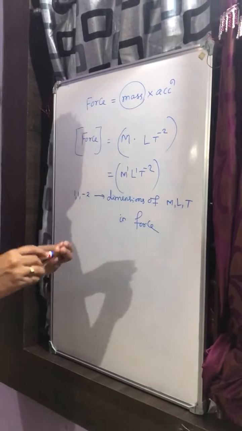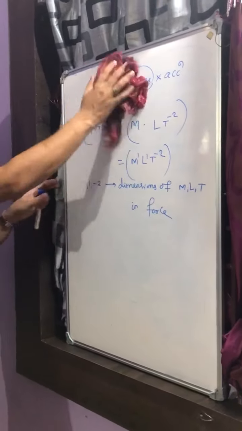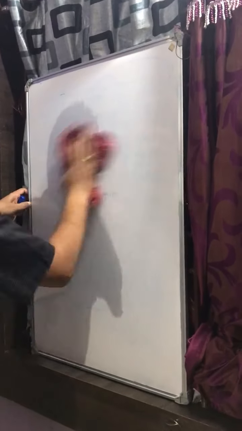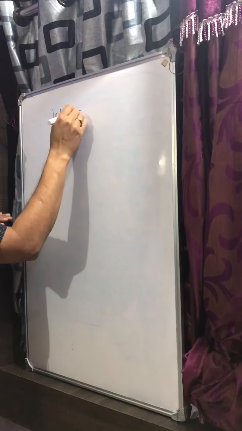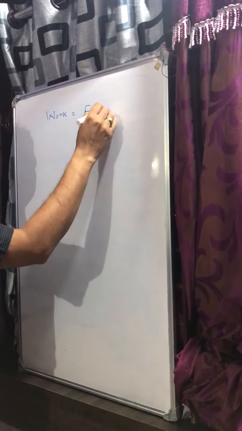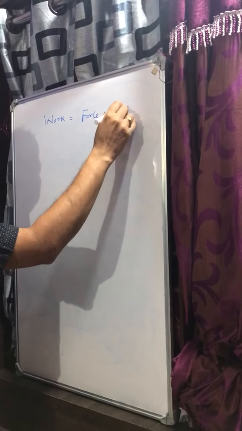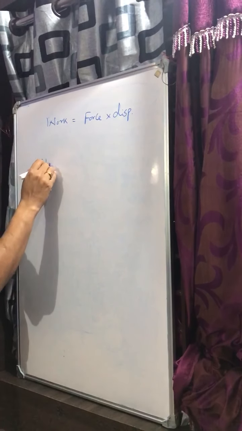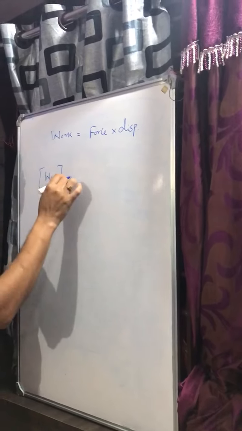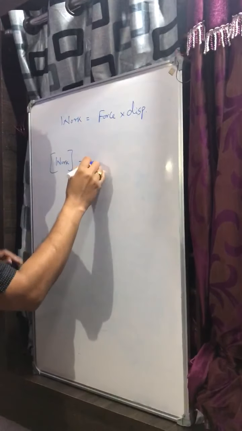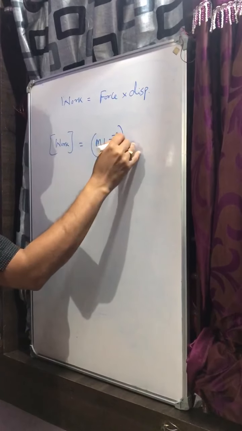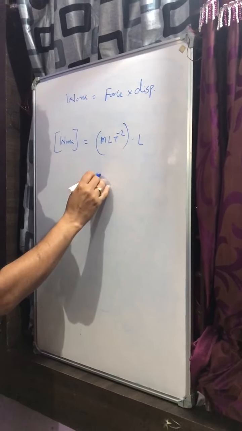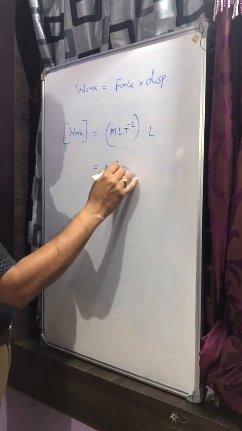Okay, so now let us go to another term. Let us find out for work. We know work is given by the formula work equal to force into displacement. So when we find out its dimensional formula, it will be like this. This is the dimensional formula of force, which we have already calculated. Then displacement will be L. So it will be M L2 T minus 2.